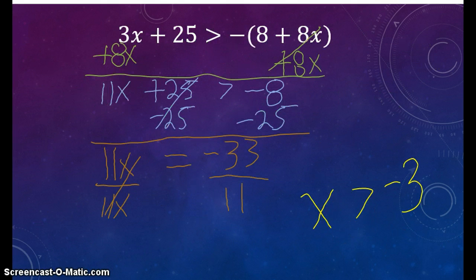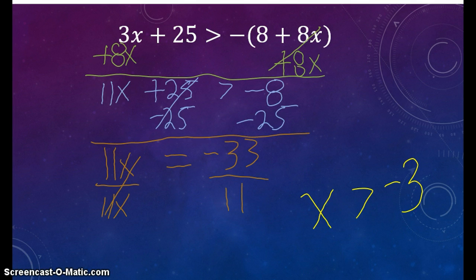First, I distribute the negative into a positive 8 and a positive 8x. Then I combine like terms by adding 8x to 3x. Then I rewrite the problem and get 11x plus 25 is greater than negative 8. I got 11x when I combined the 8x and 3x.